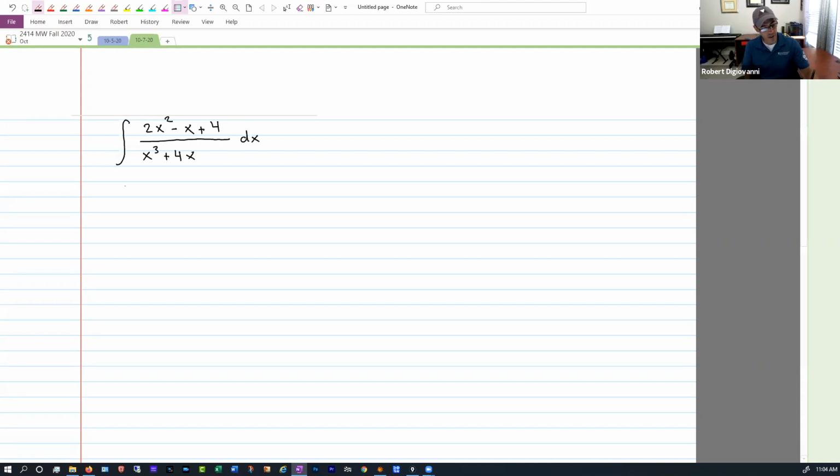So what I'm going to do next is try and factor just the denominator. I can pull an x out, and that's about all I can do. We cannot split up the x squared plus 4. If it was a minus 4, we could split it into a difference of squares, but we can't. And so that's where we are.